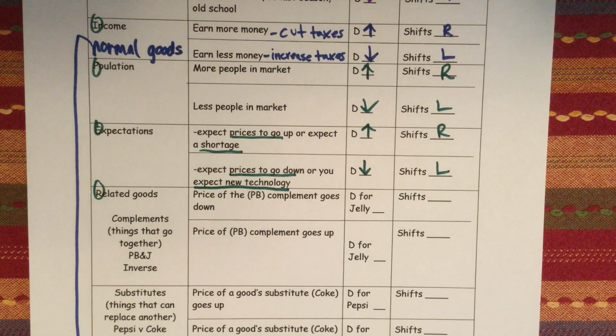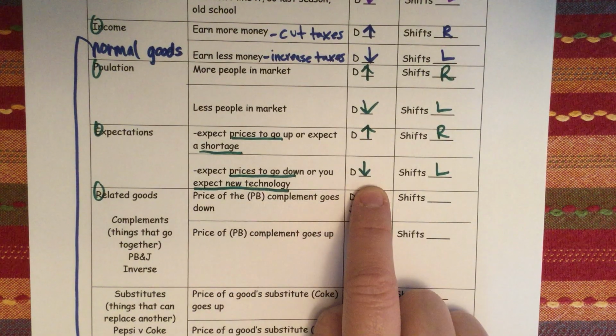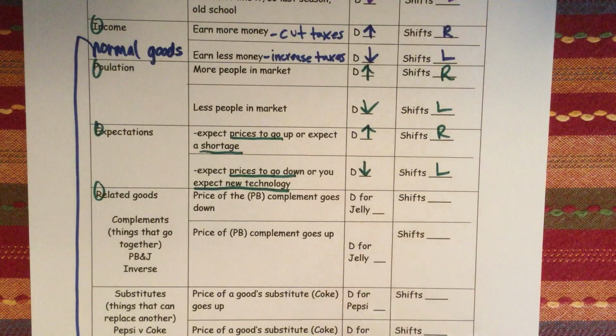It's kind of the same when you think about when the new iPhones come out. I think you all said that we were on iPhone 11. So nobody is going to go out and buy an iPhone 8 or 9 or 10. They're going to wait for that new iPhone to come out, and then purchase it later. So when prices are expected to go down and new technology is expected, then demand will go down and it'll shift to the left.